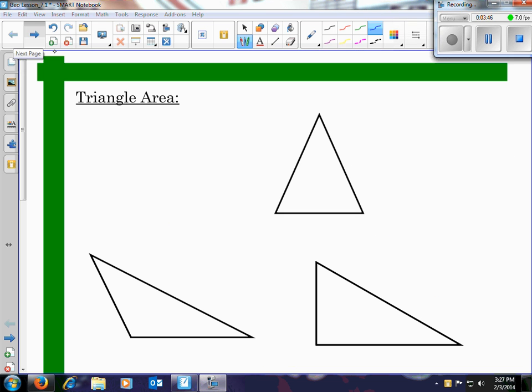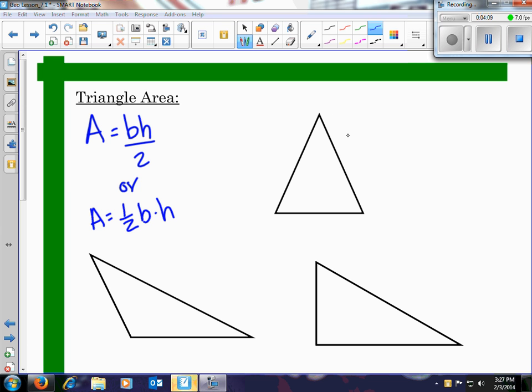Okay, now moving on. Area of a triangle. We already kind of talked about area of a triangle, and we know that the area equals base times height divided by 2, or 1/2 our base times our height. You can write it either way. It does not matter to me. They mean the same thing.